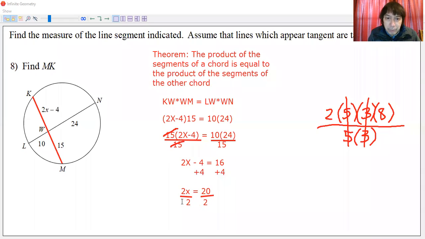Okay, so our x is 10. Okay, and so we can now solve for the requirement. Let's go back to MK. All right, we'll do it over here.